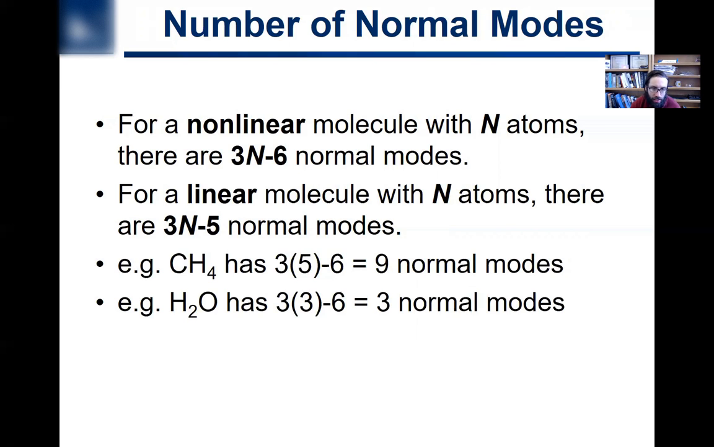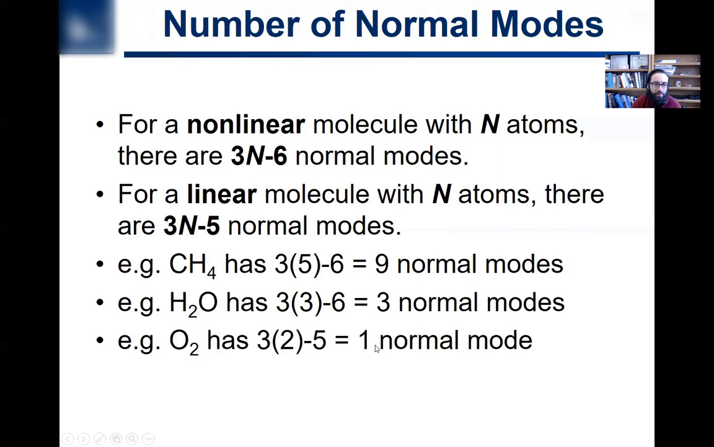Water, also not linear, so you're going to use the 3n-6 formula. It's not linear, so 3 times 3 minus 6 equals 3.